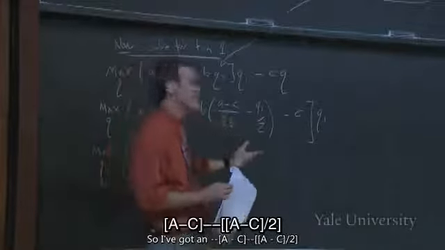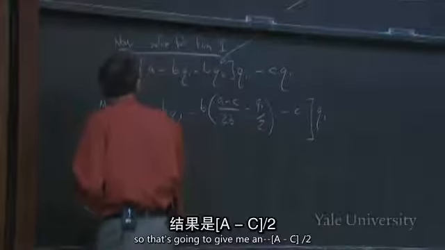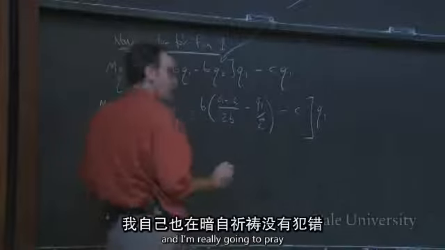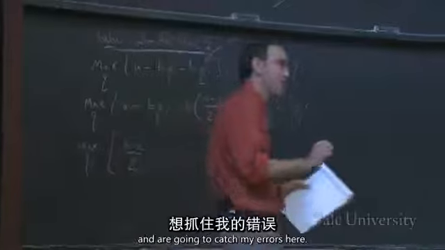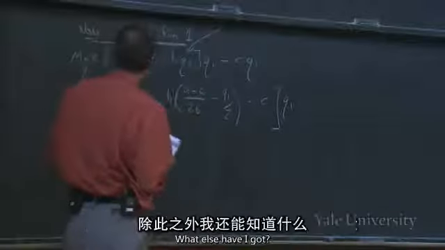So I've got an A minus C minus an (A minus C) over 2, so that's going to give me an (A minus C) over 2. I'm really going to pray that the TAs are watching me carefully and going to catch my errors here. Okay, so I think I'm okay so far, but please catch me. All right, what else have I got?